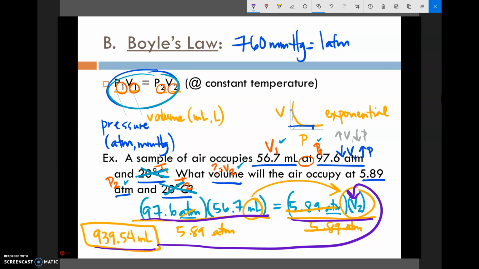Another thing that makes sense is think about your graph. This is an exponential graph. So your answers should be also exponential. So on this side, our pressure is high, right? We've got a high pressure right here. Our volume should be a low volume because it's inversely proportional. So compare it to the right side. Our pressure is lower compared to the left side, and our volume is way higher, 939 from 56.7. So this makes sense because, again, it's inversely proportional. So that is Boyle's law.